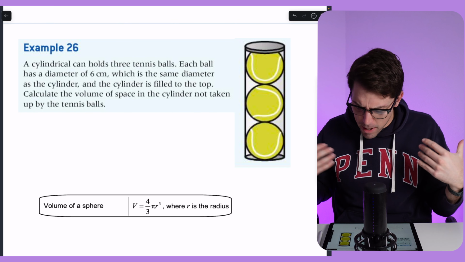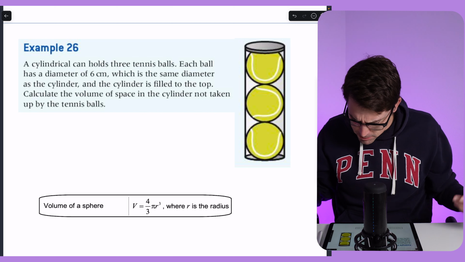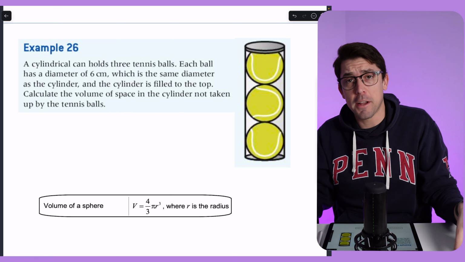So let's take a look at an example that might seem a little bit more involved, but as long as we follow the same steps, we can go ahead and figure out what this is.